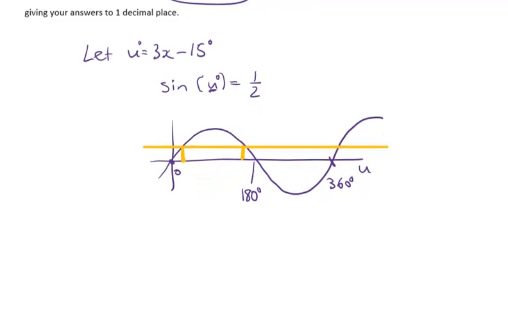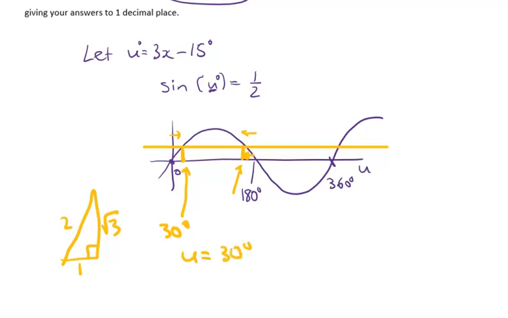Now sine of u equals 1/2 is one that we should recognise comes from a special triangle. So my first solution here is going to be 30 degrees. And by symmetry, the next solution is going to be at 180 take away 30 degrees, right? So we move in that way and then we move back this way. Right, so we've got u is equal to 30 degrees and u is equal to 150 degrees.